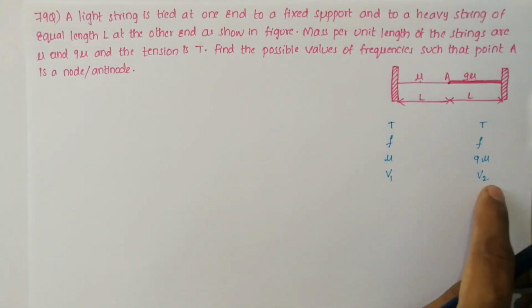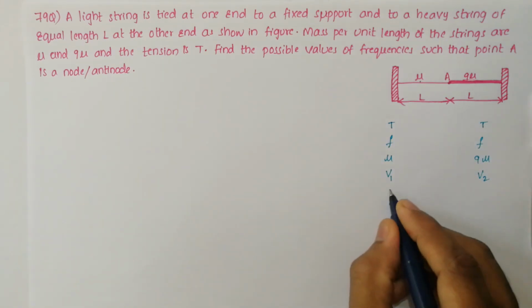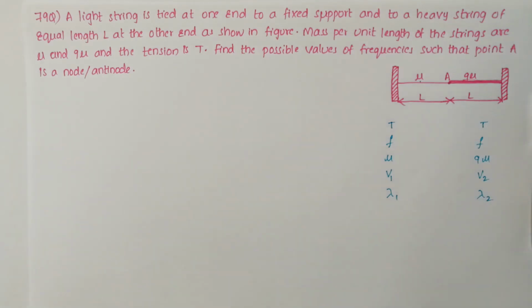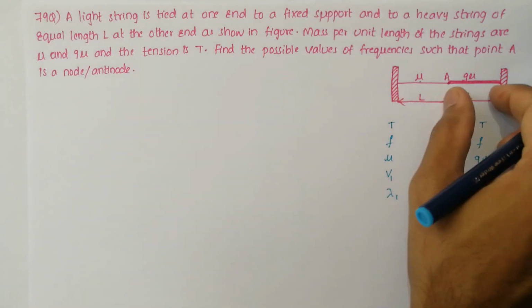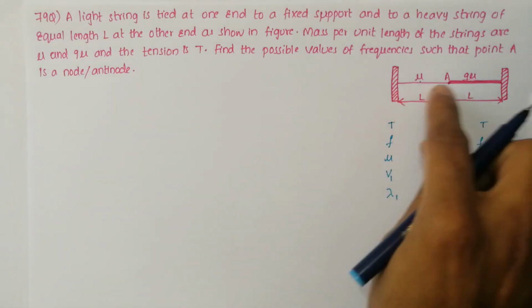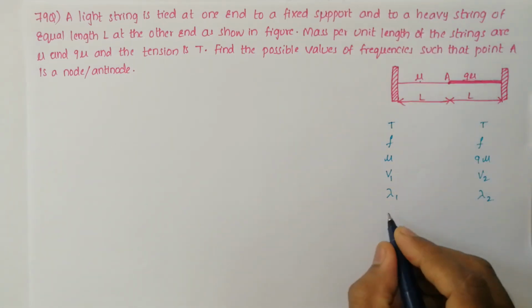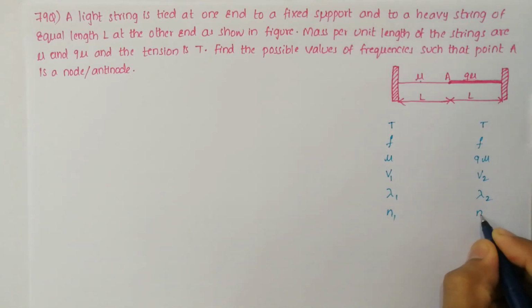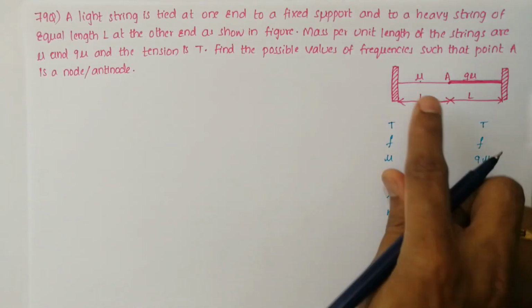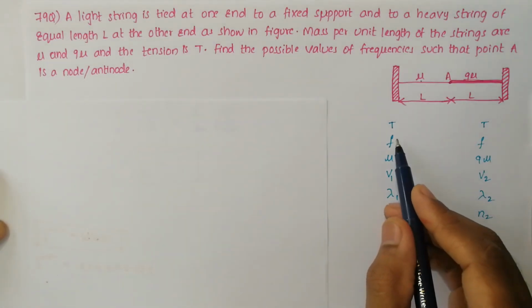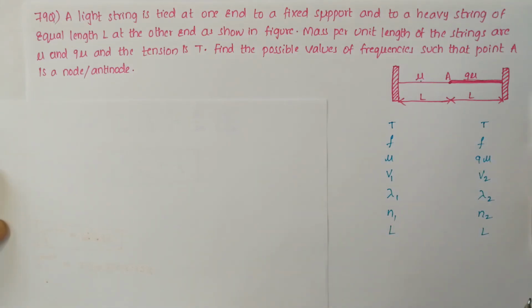So if velocities are different and frequencies are the same, your wavelength will be different. Wavelength of this string and this string will be different. Let us say it is lambda 1 and lambda 2. Now as wavelengths are different, the number of loops here and here should be different. So let us say it is oscillating in the N1 harmonic and this one in the N2 harmonic. Here lengths are given the same, both the length of this one and this one is the same. So frequencies of both the parts should be the same. Now let us calculate the frequency of both the parts and equate them.